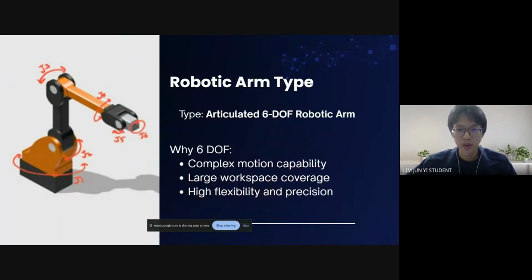Okay, so first is the robotic arm type. In this case, we choose the articulated 6DOF robotic arm. The reason why we choose this is because, as we all know, painting a car is very complex. Therefore, this 6DOF arm is able to help us paint the car with large workspace coverage and also offers high flexibility and precision. Next.